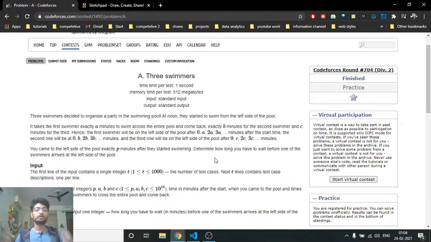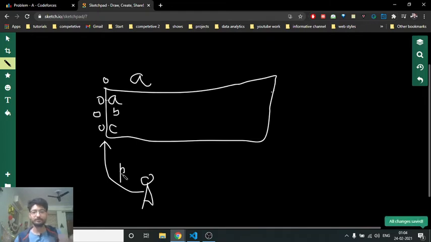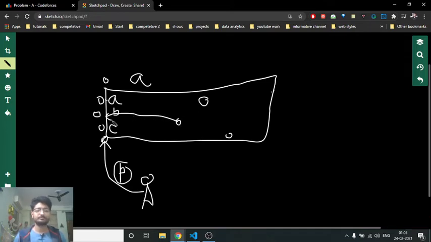Now you go to the left side of the swimming pool. So you are some person standing here, as you can see. You go to the left side of the swimming pool after p minutes. Now maybe some person will be here, some person will be here, or anywhere. When you go to the left part of the swimming pool after p minutes, you have to tell that after what time at least one person will come to the left part.